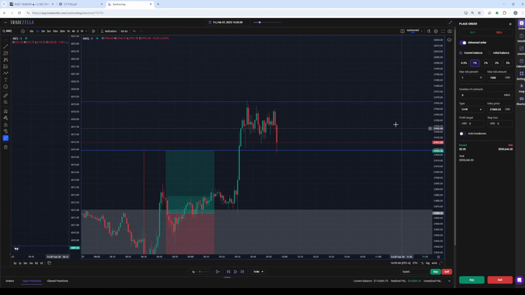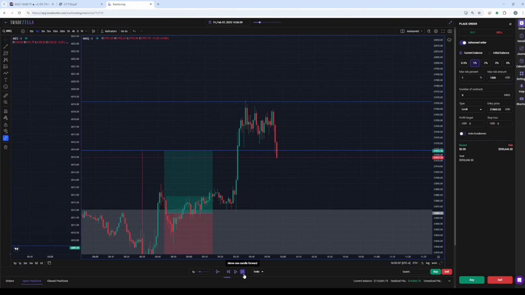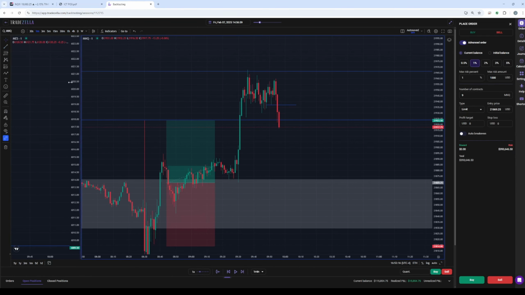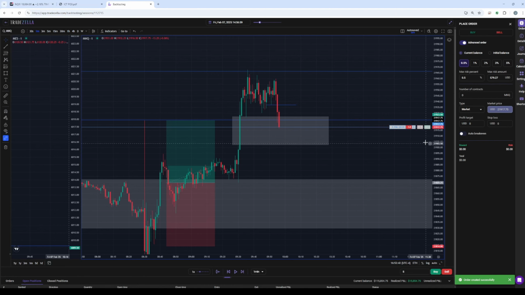Okay, so we do potentially have a setup here. This is a riskier one. We've got a change here, and we've taken out that high. This fair value gap here, though, is a little bit shaky. Ideal scenario, you'd want to see this fair value gap inversed. Do 0.5 risk. We'll just do a market sell. Why is it not letting me? Oh, I'll just do like 5. And we'll just drag the stop loss above the highs.